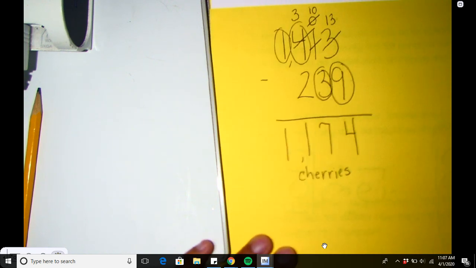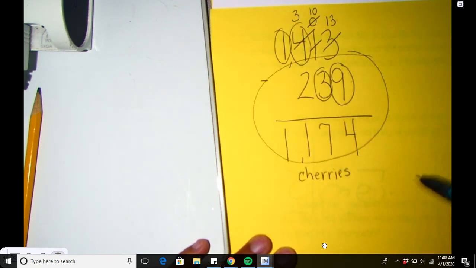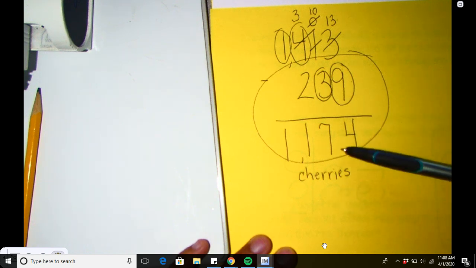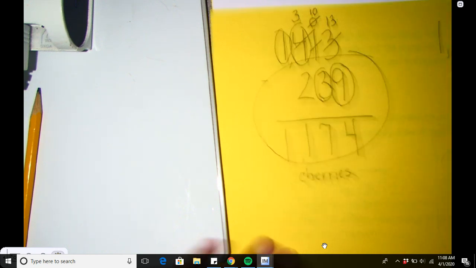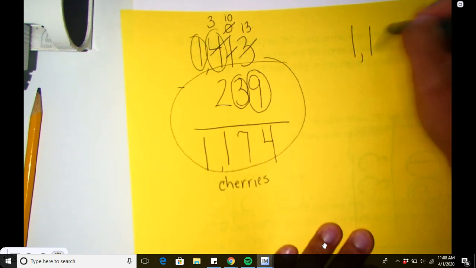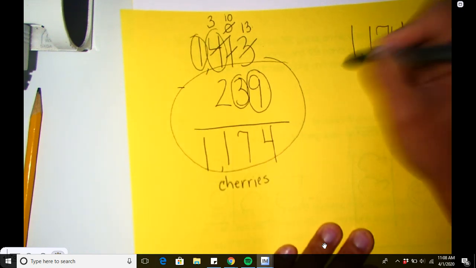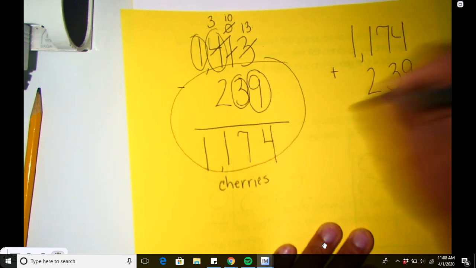I'm going to come check my answer right over here by taking these two numbers, okay? What I subtracted, I'm going to take the difference, and I'm going to add them together. And they should give me this top number here. So 1,174 plus 239.